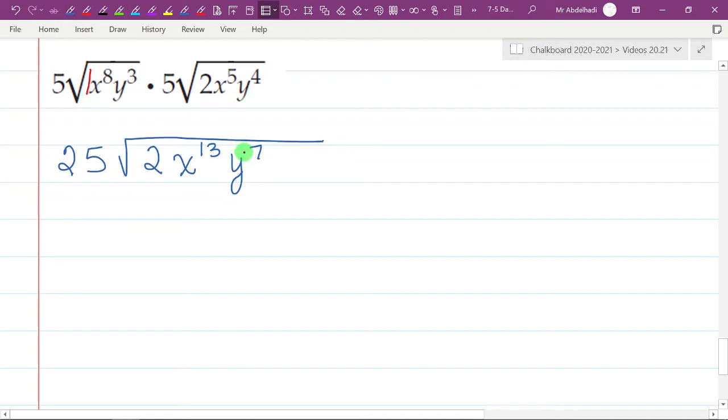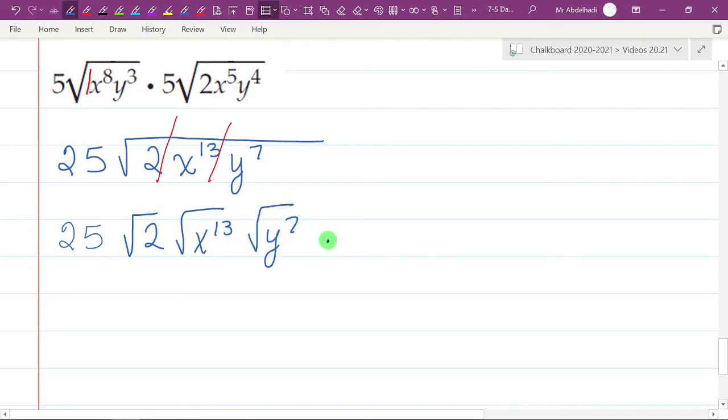But the simplifying here is going to be a little bit more complicated. So we're going to chop this up now into 3 different roots. We have the 25. We have a square root of 2. We have a square root of x to the 13th. And we have a square root of y to the 7th. Now with all square roots, it's implied that there's an invisible 2 here. Now, 25 is done. We'll leave it out here. Square root of 2, okay, we don't need it.